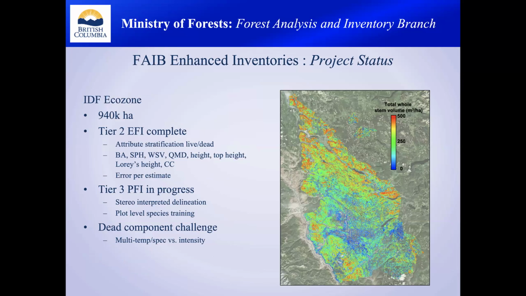The interior Douglas fir is roughly 1 million hectares. The tier 2 EFI is complete, the area-based approach. In this case, we're doing some live and dead stratification, so learning from what we had done in boundary. And we also have situations where there's some heteroscedasticity, so we've included error per estimates layers for those as well. There's a tier 3 in progress. We're also doing stereo interpretation for the delineation across here. Again, an improvement over boundary. We'll see if we can refine the automated approach down the road. We've had some challenges with the dead component as well.